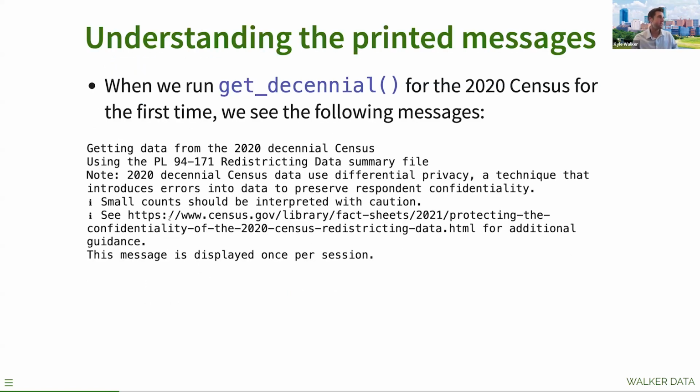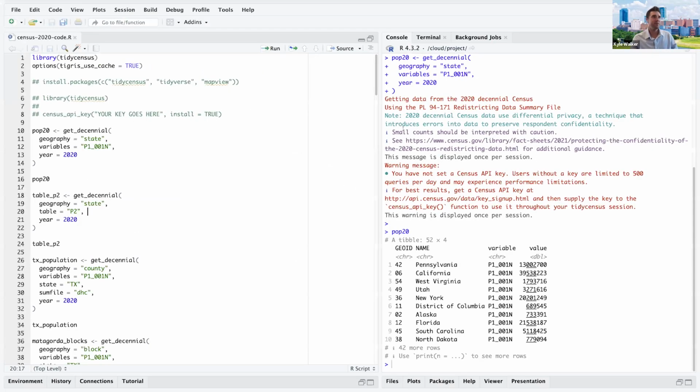When we look at the printed messages here and we run get decennial for the first time, you see a bunch of messages. And let's talk through them so we can understand what we see. We're getting data from the 2020 decennial census. Tidycensus reminds you what data set you're using so you know. This is particularly important if you're using, say, a default. It tells you which data set you're using. The default data set for get decennial is the PL94-171 redistricting file.